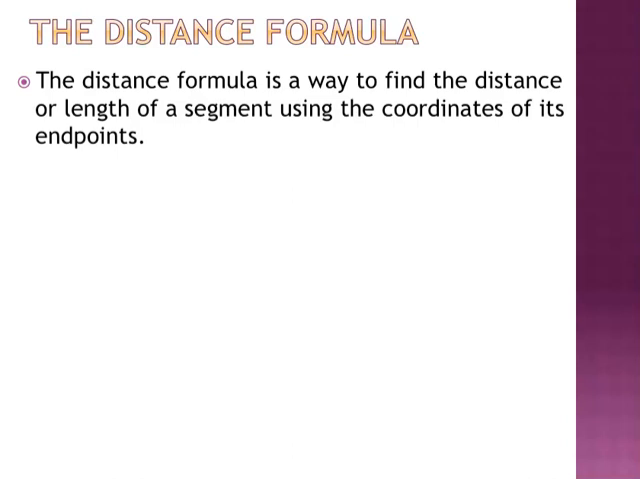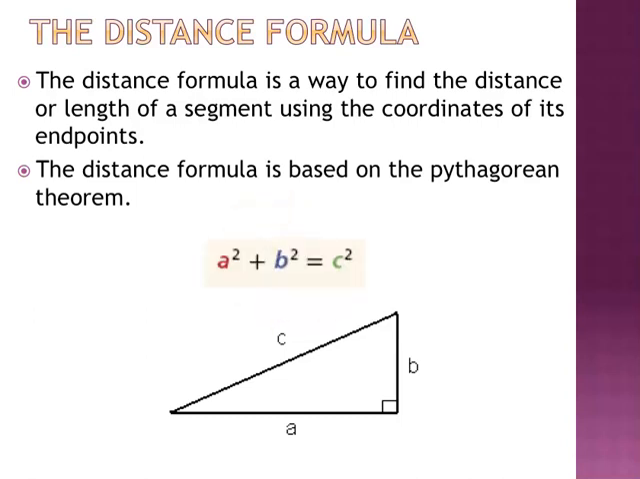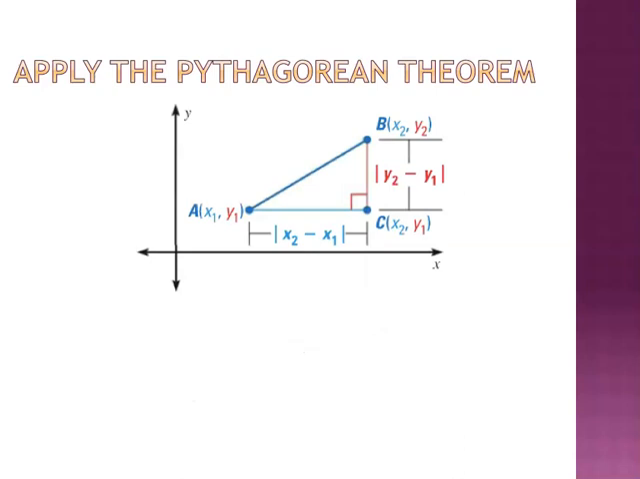Well, before we get there, we're going to have to go over a theorem that you've seen before, and that's the Pythagorean theorem. So the distance formula is actually based on this theorem, which says that if you have a right triangle, the sum of the squares of the legs is equal to the square of the hypotenuse. So a squared plus b squared is equal to c squared. So how do you apply the Pythagorean theorem here? Well, let's say you have points A (x1, y1) and B (x2, y2), and you want to find the distance between them. What you can do is draw your own right triangle, like we have here.